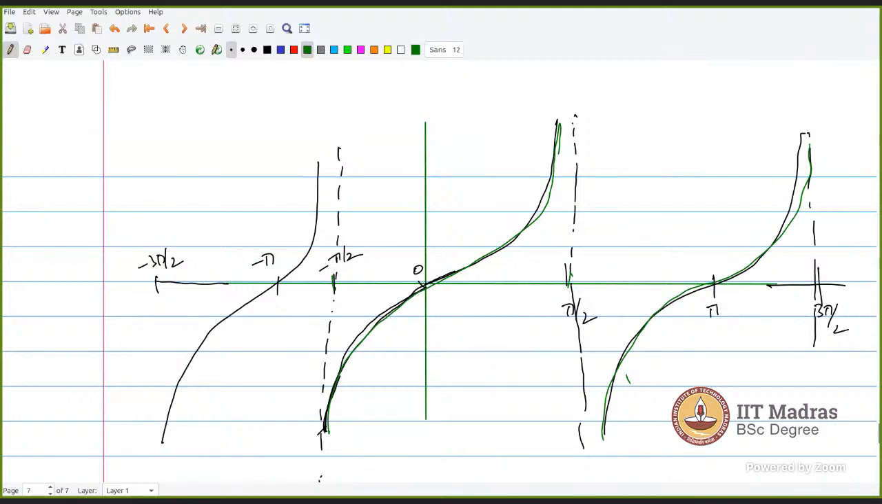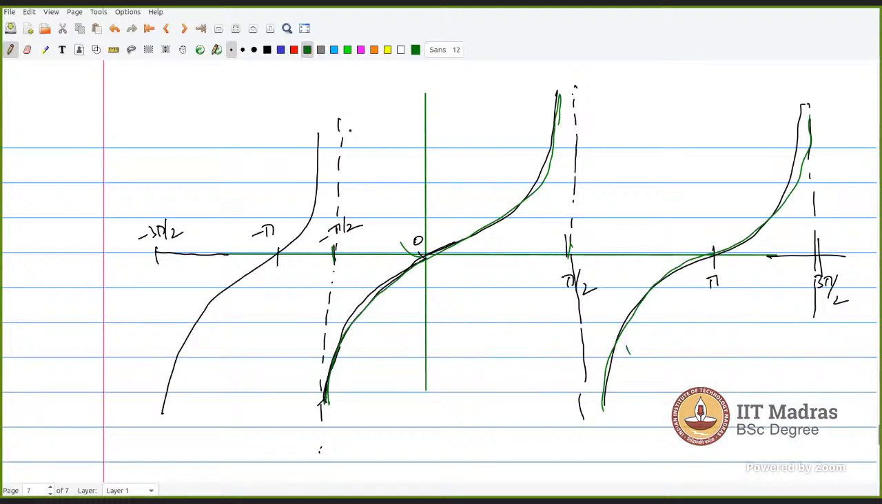Sir, how will the mod of tan x graph look? See, just simply invert it. Mod means negative values will become positive, so the part below will go up. That's it. If we take tan of mod x, then it is a different graph.